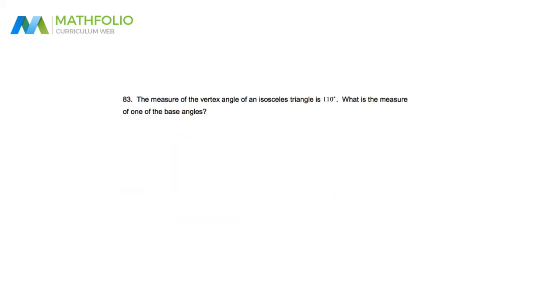Okay, question number 83. Let's change the color. Let's try some green. The measure of the vertex angle of an isosceles triangle is 110 degrees. What is the measure of one of the base angles? Well, 110 degrees is pretty big. That's obtuse. So our isosceles triangle is looking something like this, where this equals this, and the vertex angle 110 is right up at the top.